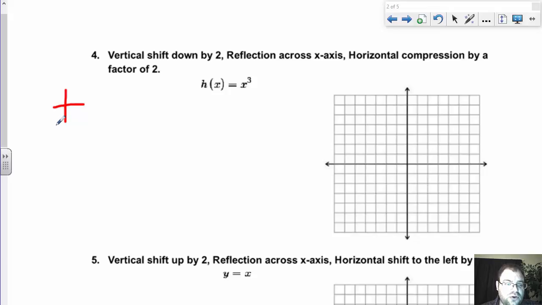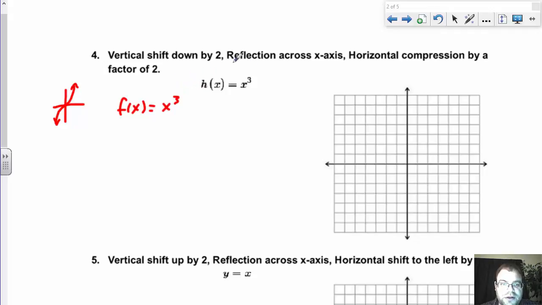The function x cubed looks like this. It makes a little S pattern here, or not an S, but like some students call it, a snake-looking graph. So let's go ahead and start these transformations. I'll say first f of x is equal to x cubed.